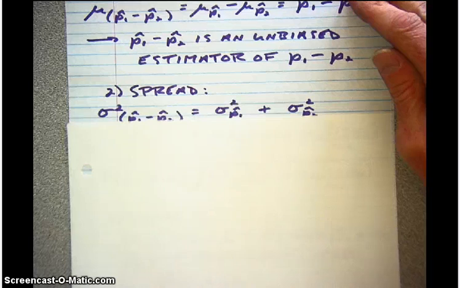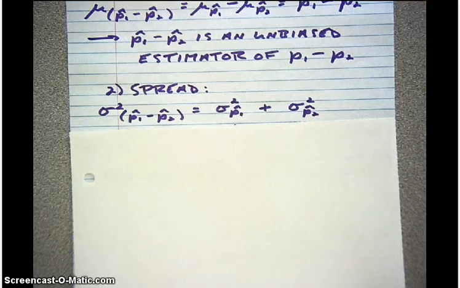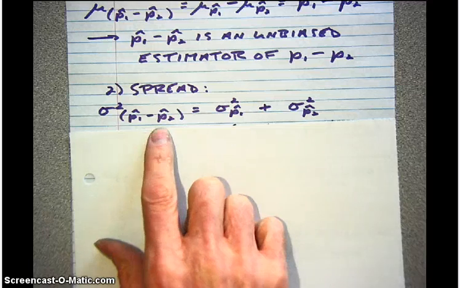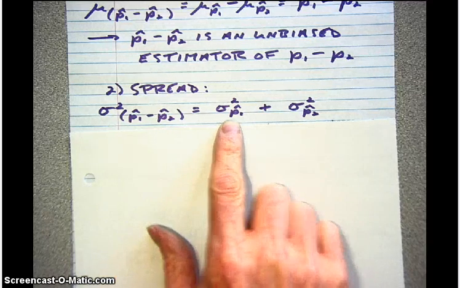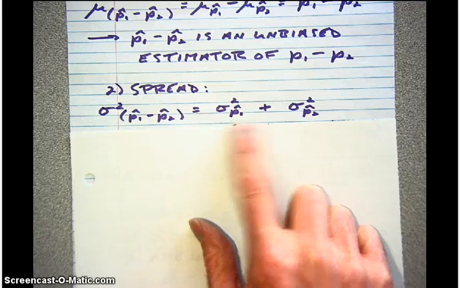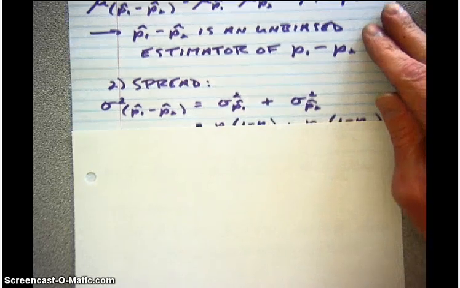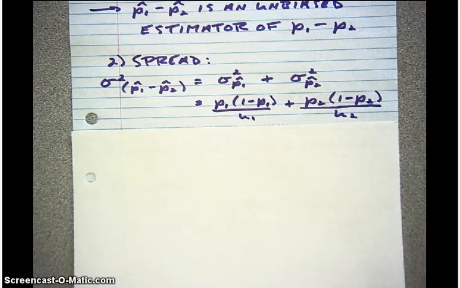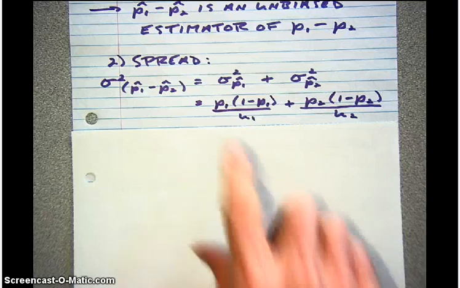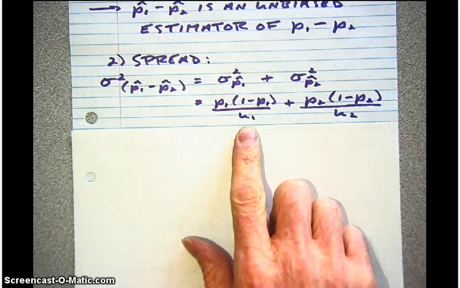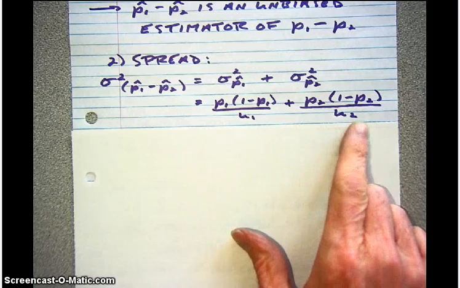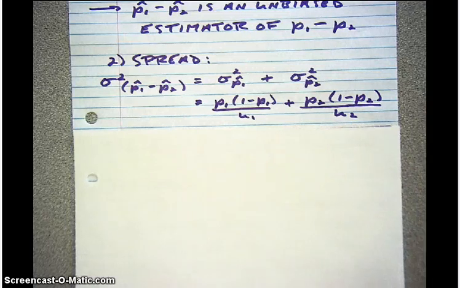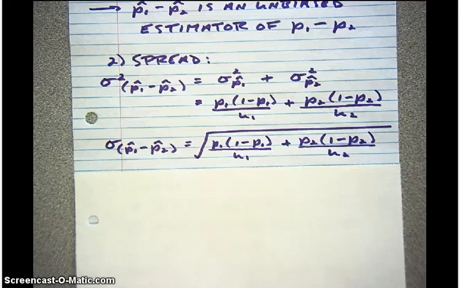Secondly, the spread. Here we rely on the fact that the two sample proportions are independent. That's very important. That's why we have to have two independent simple random samples. The variance of the difference in the sample proportions is equal to the sum of the variances, the variance of p1 hat and the variance of p2 hat. Now we know what those variances are from the sampling distributions for p1 hat and p2 hat. They are p1 times 1 minus p1 over n1 for p1 hat, and p2 times 1 minus p2 over n2 for p2 hat. And then to get the standard deviation, we take the square root.